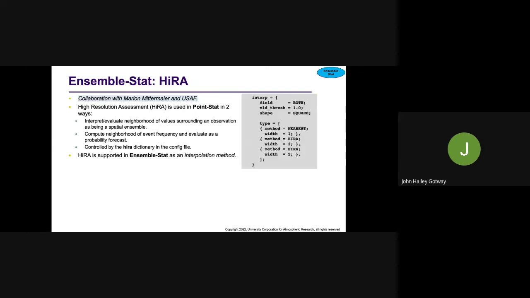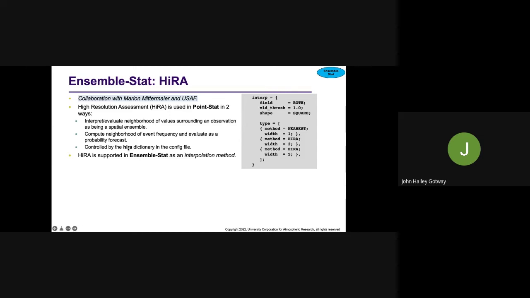Another recent addition I want to highlight is the addition of HiRA for Ensemble-Stat. We did this work with Marion Mittermeier in the Met Office. The High Resolution Assessment, or HiRA, is used in Point-Stat in two ways. Note here I'm talking about Point-Stat, where you take an observation and look at the nearby points and interpret those nearby points in the neighborhood as essentially a spatial ensemble. So Point-Stat can write out ensemble output using the points surrounding the observation location. We can also compute a neighborhood event frequency and evaluate it as a probability forecast. So that's probabilistic output being written out from Point-Stat, and that's controlled in Point-Stat by the HiRA dictionary.